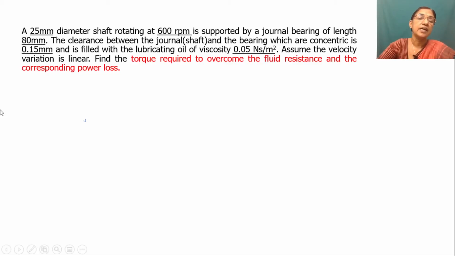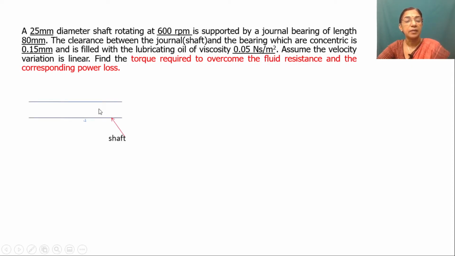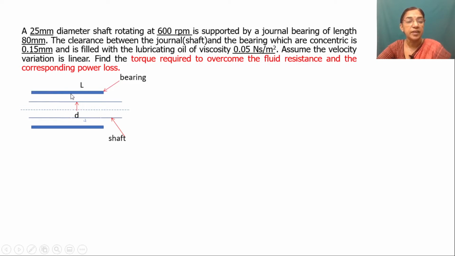Here a shaft is rotating within another shaft. The shaft diameter is given as 25 mm. Speed of rotation is given as 600 rpm. The length of the bearing is given as 80 mm. The annular space in between is filled with oil. This oil film has a thickness of 0.15 mm, and the viscosity of the oil is given directly as 0.05 Newton seconds per meter square.